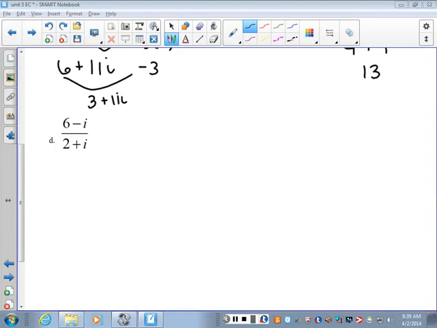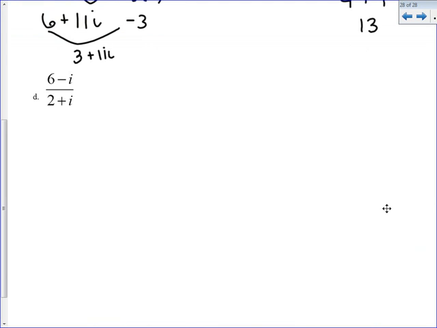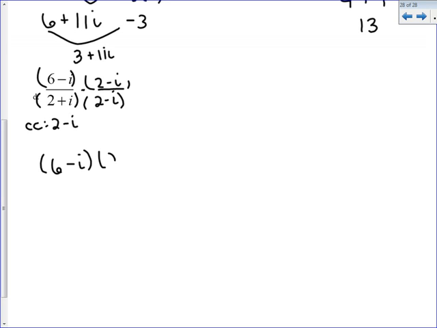All right, what's my conjugate for this problem? 2 minus i. So just take the denominator. I write CC because it's a complex conjugate. That's what the CC stands for. So 2 minus i, and I saw everyone was, even if you didn't write it, going through and doing your multiplying. Really, we should put everything in parentheses. So 6 minus i times 2 minus i.